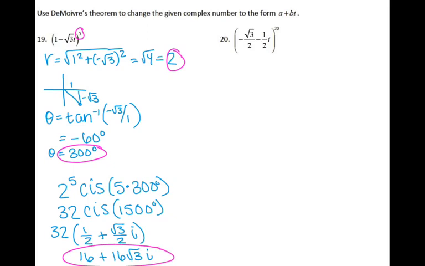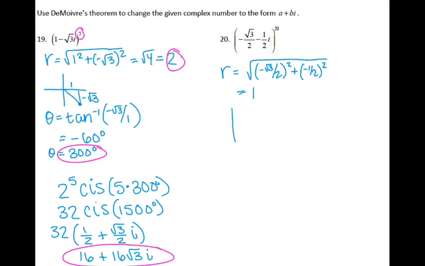Alright, last problem. I am going to do the same thing, so I'm going to find r. So r is the square root of negative root 3 over 2 squared plus negative 1/2 squared, which gives me, I am going to take a guess and say that this is 1. But I'm also going to plug it into my calculator because I don't want to be wrong. It was 1. I knew that because that was an ordered pair from the unit circle.